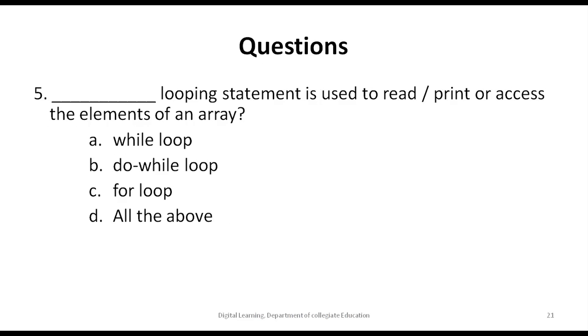The last question: dash looping statement is used to read or print or access the elements of an array. And the options are while loop, do while loop, for loop, all the above. And the right answer is option C, which is for loop.